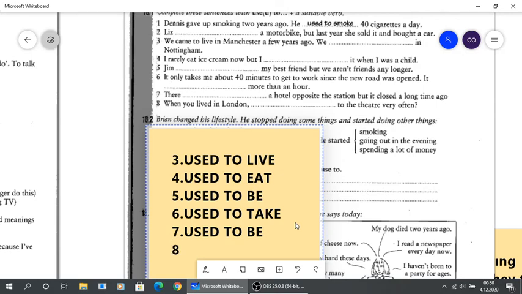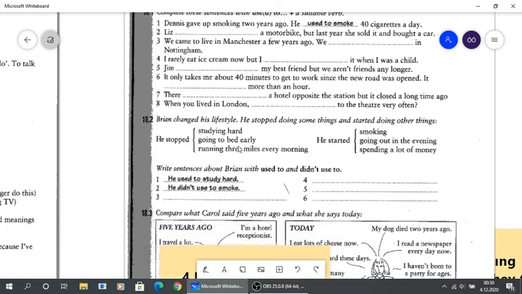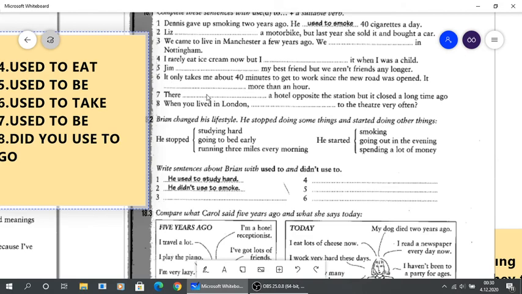Yes, 8. When you lived in London, it's a question part. Did you use to go to the theater very often? Yes. And you can write in here, it doesn't matter. Yes. I hope you can understand it well. And if you want, you can write here.